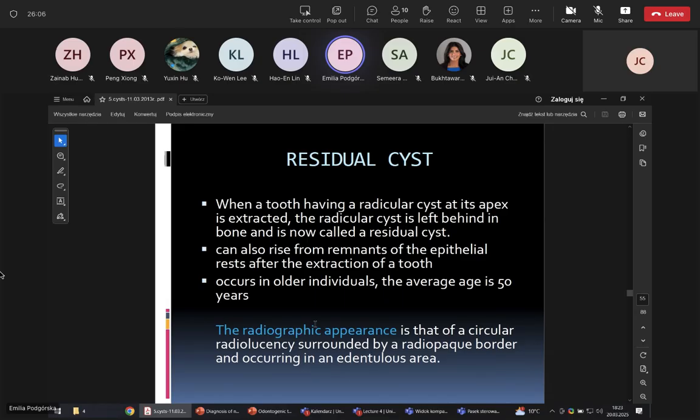Residual cyst. When a tooth having a radicular cyst at its apex is extracted, the radicular cyst is left behind in bone, and it is now called a residual cyst. It can also arise from remnants of the epithelial rests after the extraction of a tooth. It occurs in older individuals. The average age is 50 years. The radiographic appearance is that of a circular radiolucency surrounded by a radiopaque border and occurring in an edentulous area.